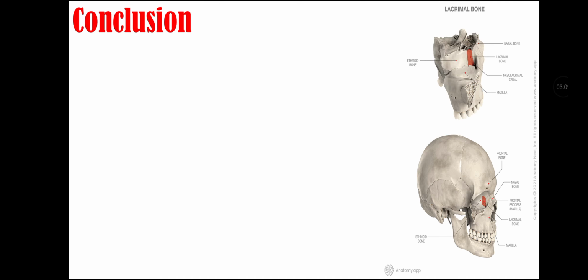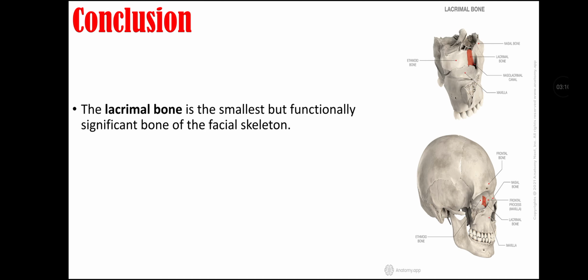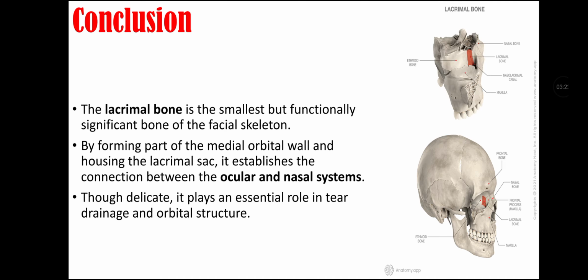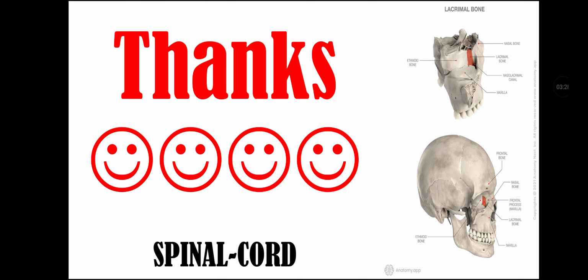Conclusion of this lecture video. Lacrimal bone is smallest bone but functionally significant bone of facial skeleton. By forming part of medial wall and housing the lacrimal sac, it established the connection between ocular and nasal systems. Though delicate, it plays an essential role in tear drainage and orbital structure. And this was all about lacrimal bone.